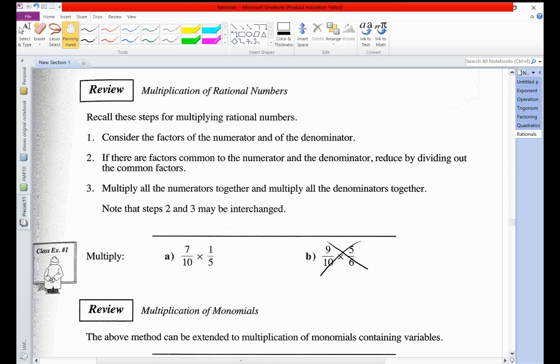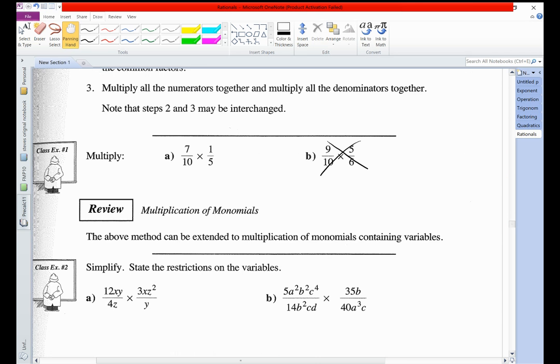So it says here, review multiplication of rational numbers. Recall these steps for multiplying rational numbers. Consider the factors of the numerator and the denominator. If there are factors common to the numerator and the denominator, reduce by dividing out the common factors or canceling the common factors. Multiply all the numerators together and multiply all the denominators together. A little bit of a wordy process there, but we'll just jump in.